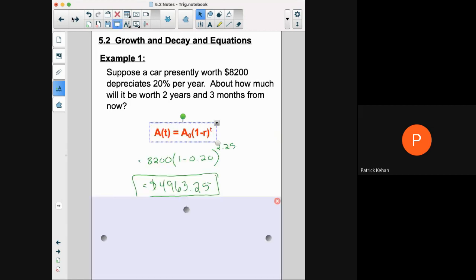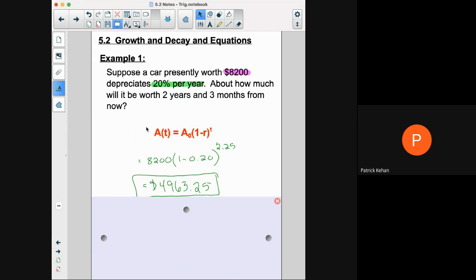So to get started here, we're going to identify it's a decay, and we're going to use this standard equation. A of t equals A sub 0 times quantity 1 minus R to the t. So things we need to identify, right? It's presently worth $8,200. That's going to be your A sub 0 value. It's depreciating at 20% per year. So we're going to convert 20% into a numerical value of 0.20. And that's going to be our decay.